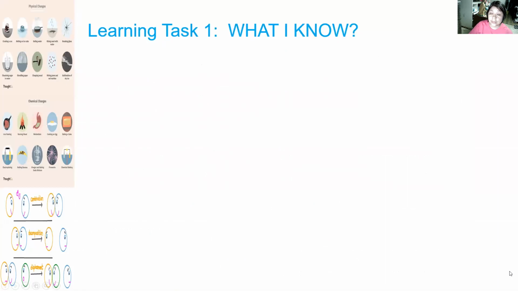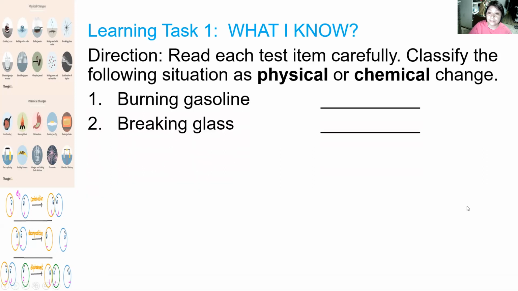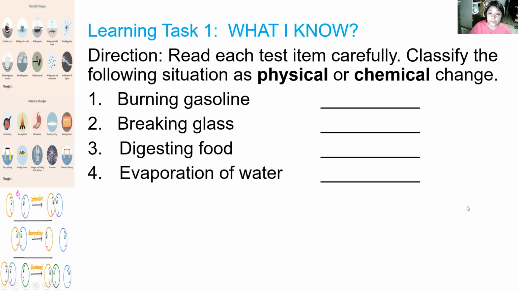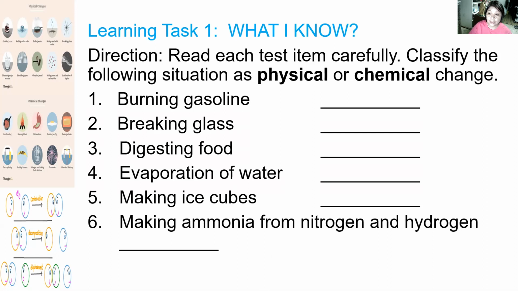For learning task 1, what I know, read each test item carefully, classify the following situation as physical or chemical change. Number 1, burning gasoline. Number 2, breaking glass. Number 3, digesting food. Number 4, evaporation of water. Number 5, making ice cubes. Number 6, making ammonia from nitrogen and hydrogen.